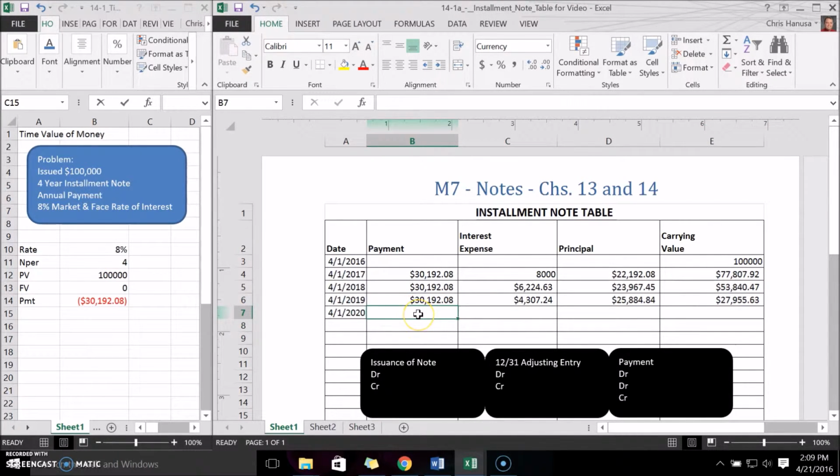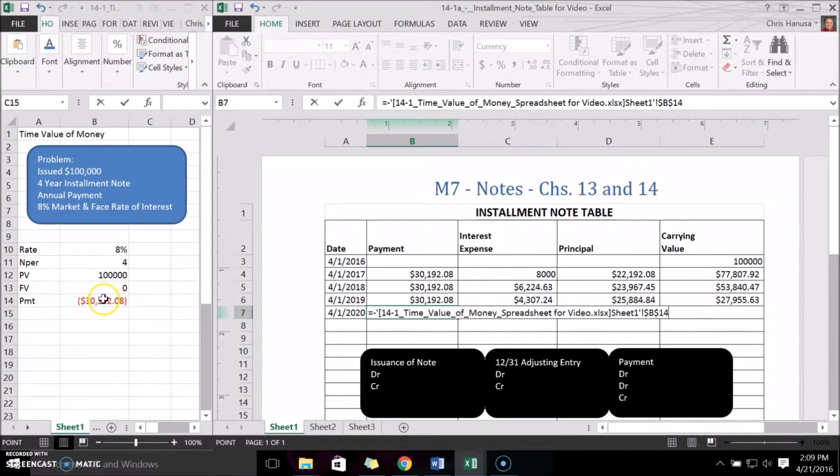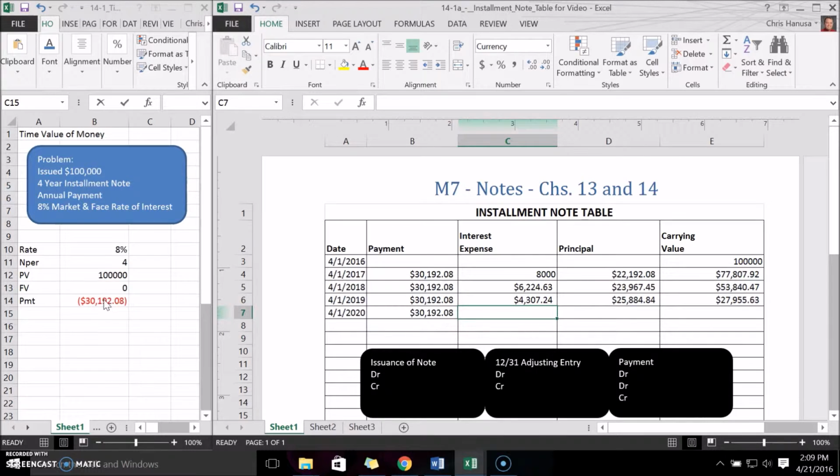We make our last payment, and you're like, well, wait, that's more than $27,955. I agree. That difference is right here, all in the interest. That times our 8%. Our principal is again going to be, maybe you can guess it, yes, $27,955.63. So our carrying value at the end, absolutely nothing.